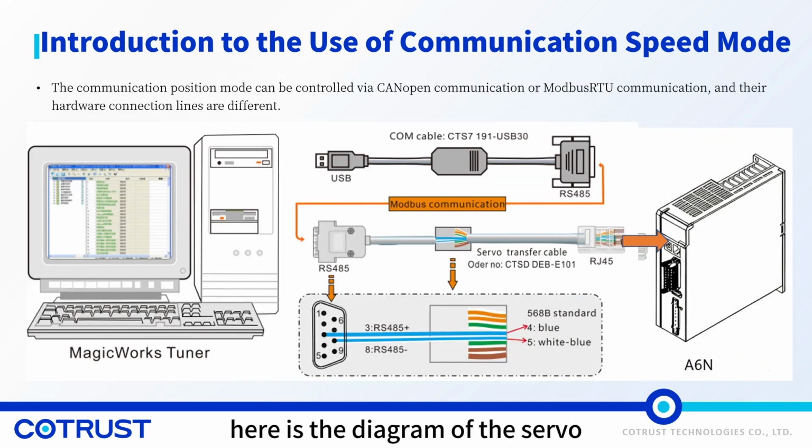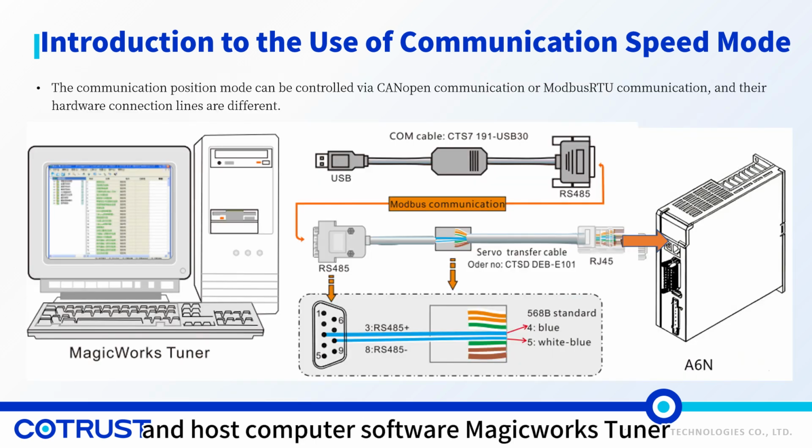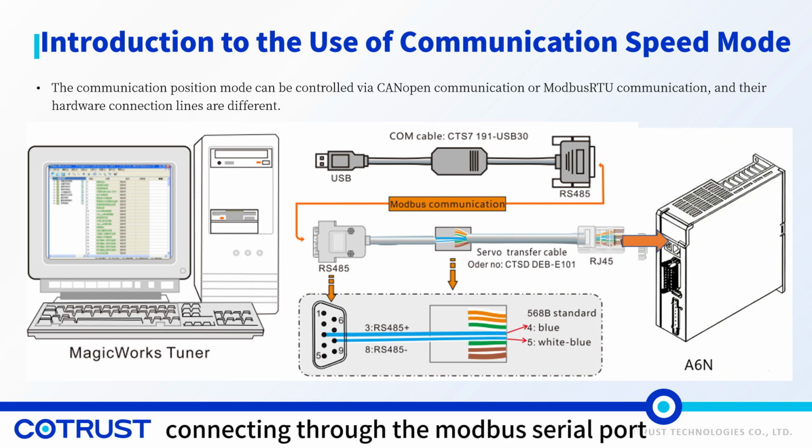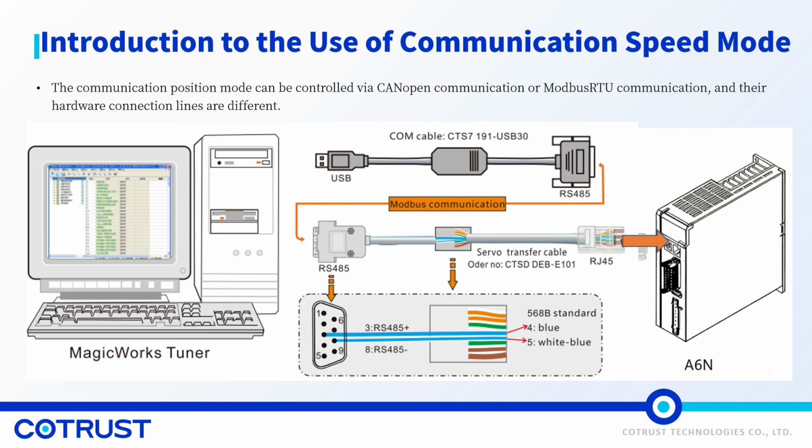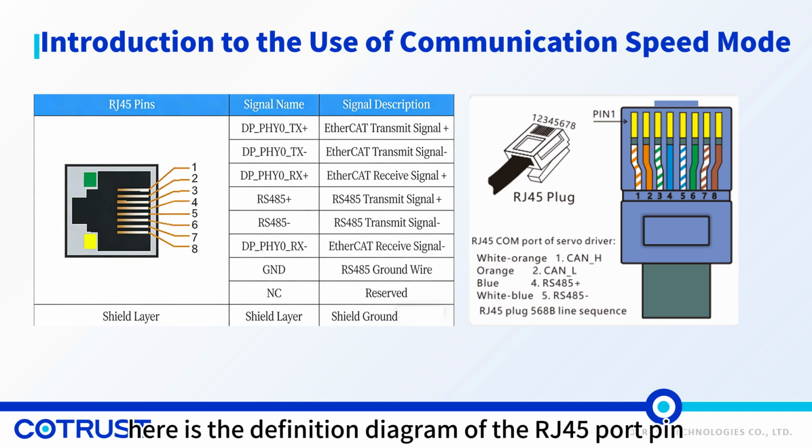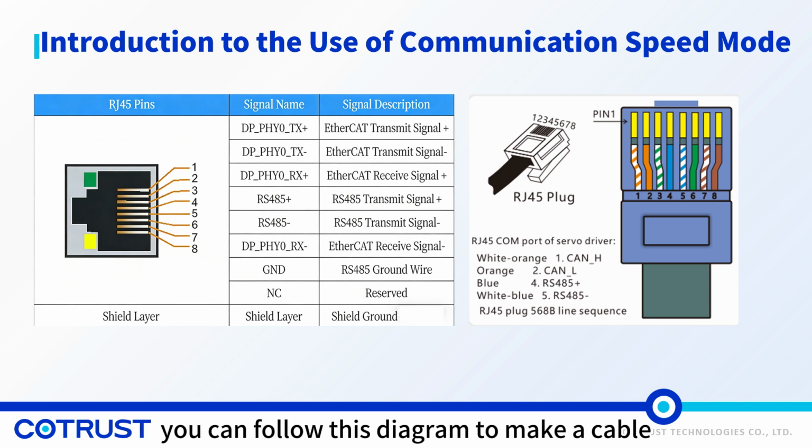Here is the diagram of the servo and host computer software MagicWorks tuner, connecting through the Modbus serial port, and the servo hardware interface is RJ45. Here is the definition diagram of the RJ45 port pin. You can follow this diagram to make a cable.